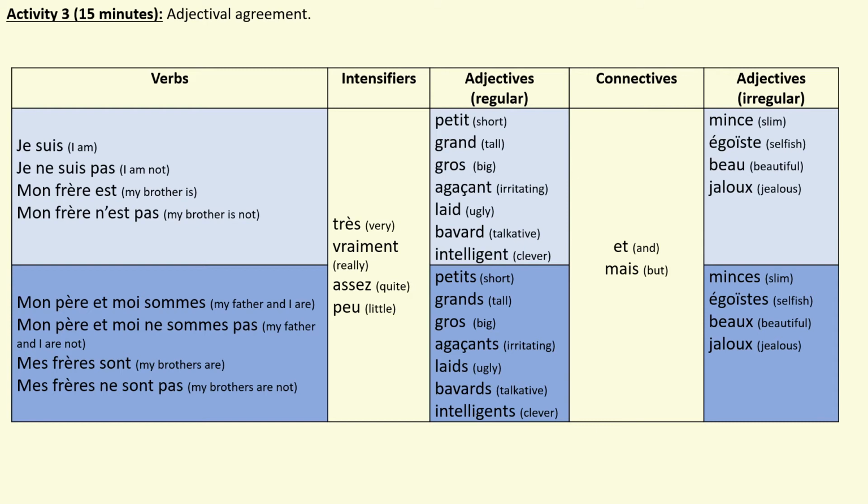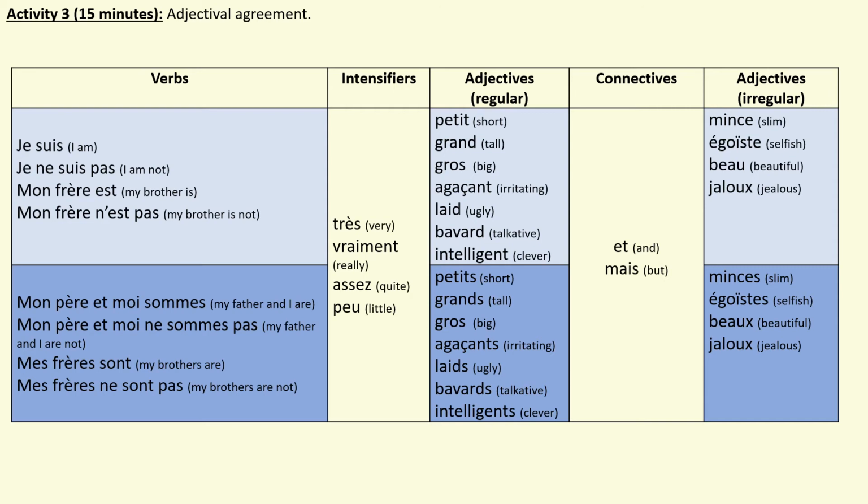However, the pronunciation is not going to change at all. So petit, grand, gros, agaçant, laid, bavard, intelligent are exactly the same whether you say them at the top or at the bottom. It is the same for the last column, but those adjectives are irregular, and they are irregular because you're going to see that as we go along, they're going to start changing or become different. They still pronounce the same though, whether they're masculine or feminine. So they're mince, égoïste, beau, jaloux, and nothing else.